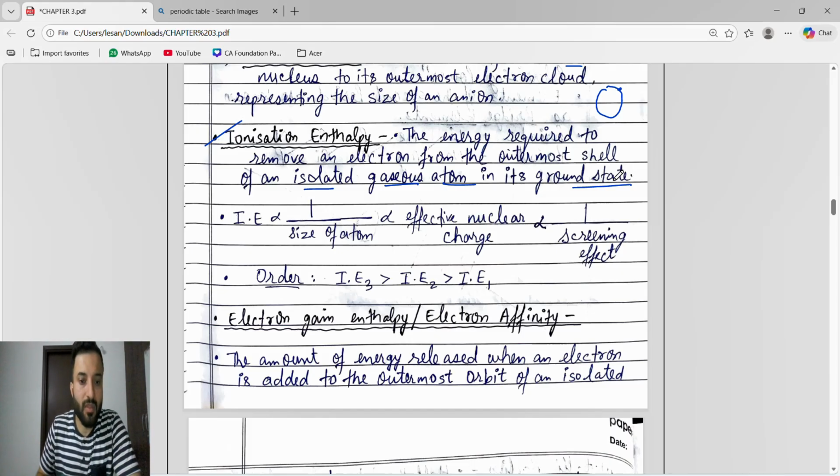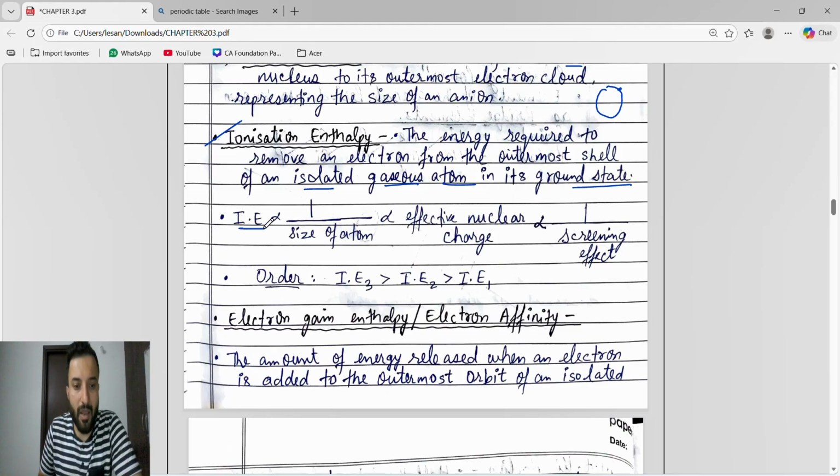See, the basic definition, guys, you know, right? In examinations they very rarely ask the basic definition. So the basic definition is just for understanding. What is ionization enthalpy? Ionization enthalpy is nothing but the energy required to remove an electron from the outermost shell of an isolated gaseous atom in its ground state. These are the relations between them.